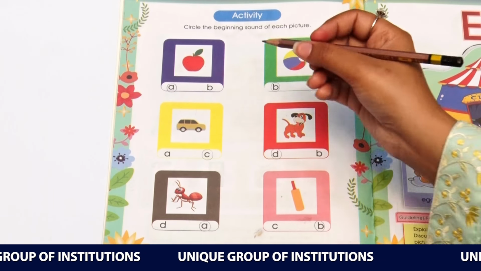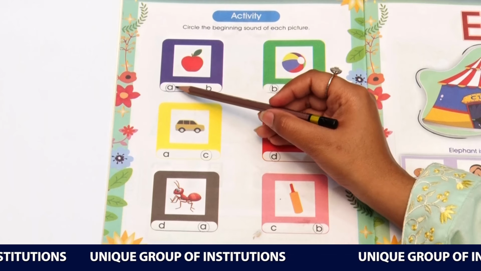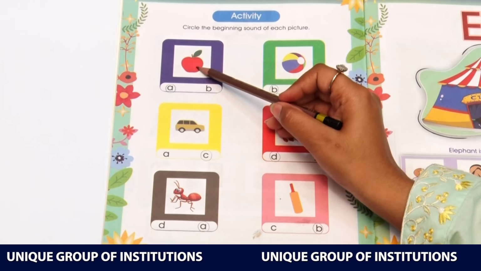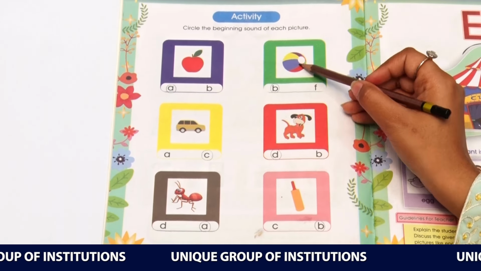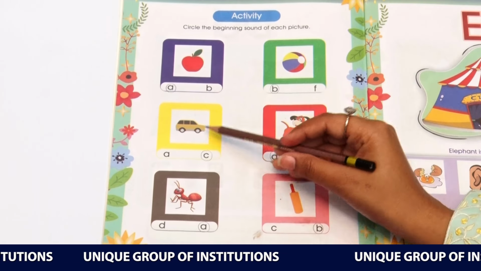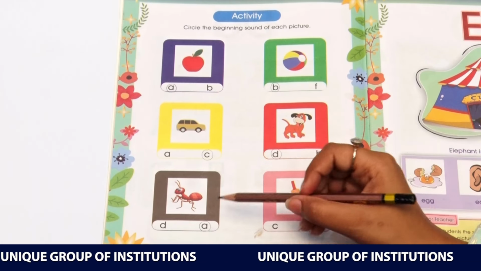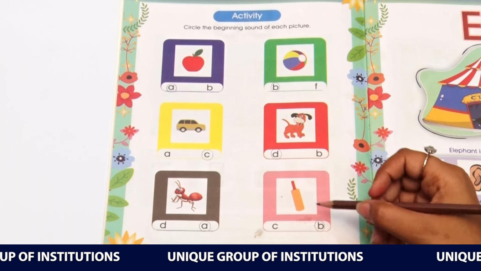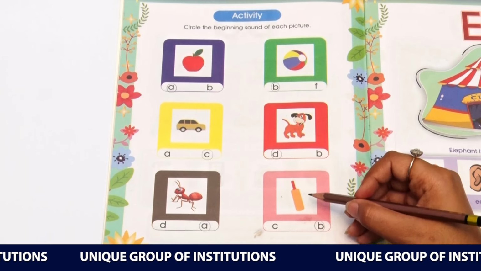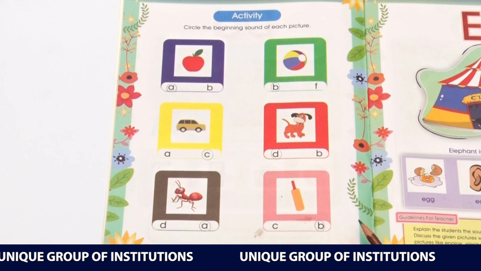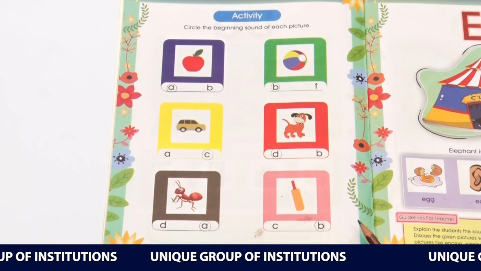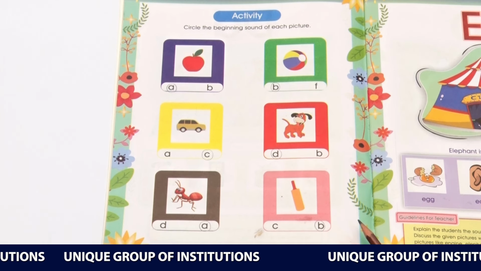Very good. Let's revise this with me. A. Apple. B. Ball. Car, dog, ant, bat. Very good, my dears. It's your turn to do this activity at home. Thank you so very much.